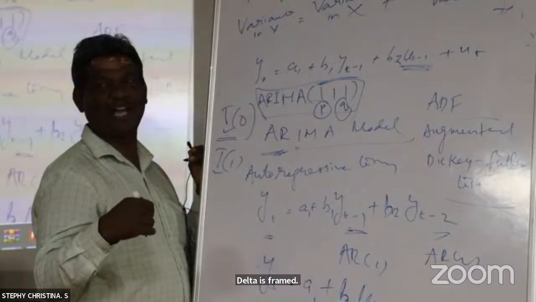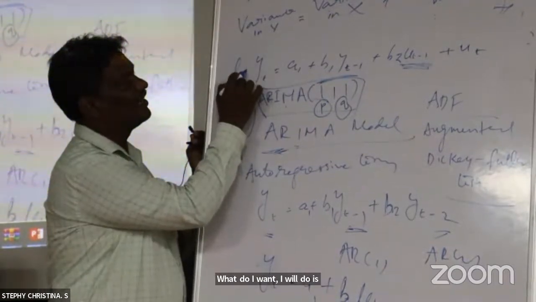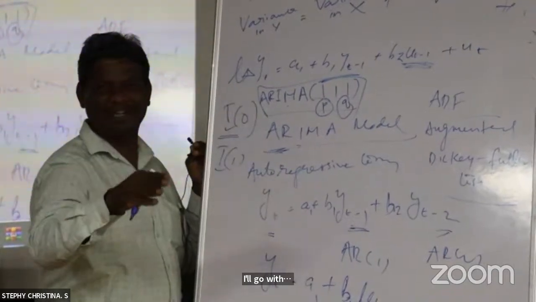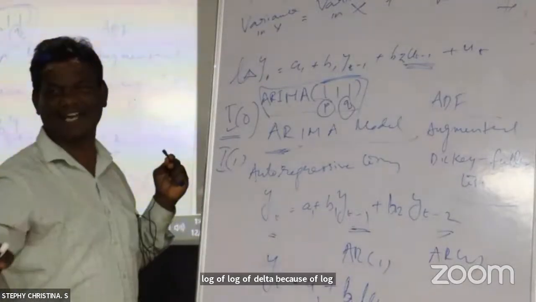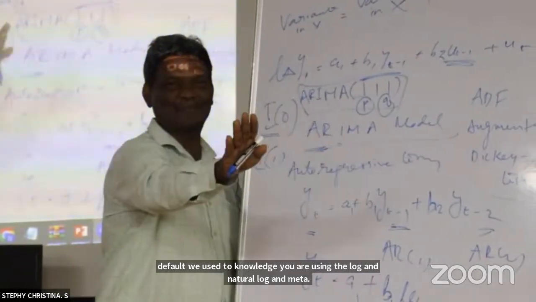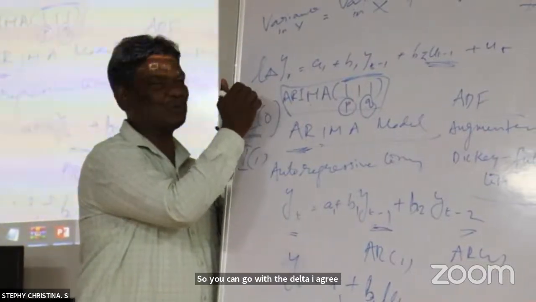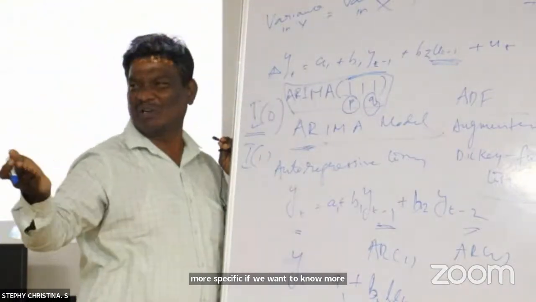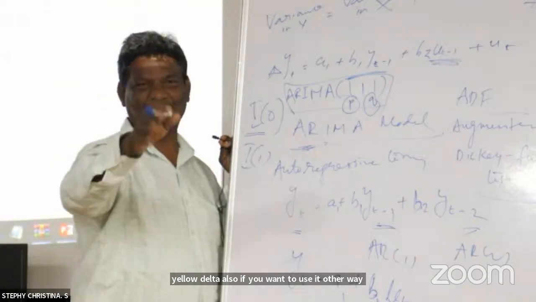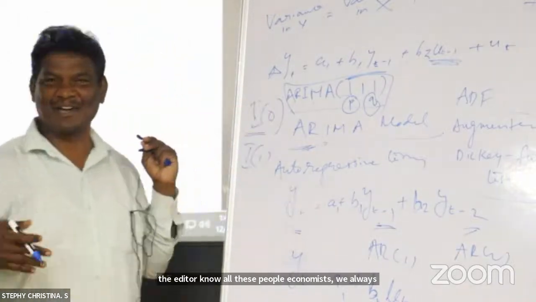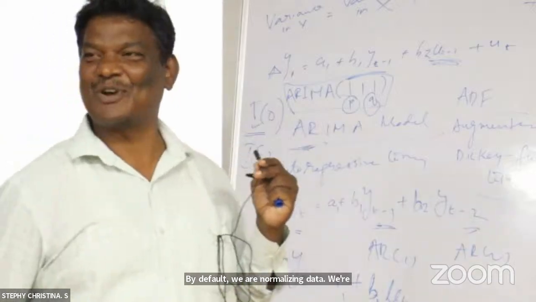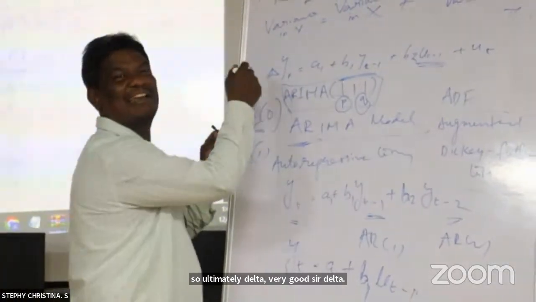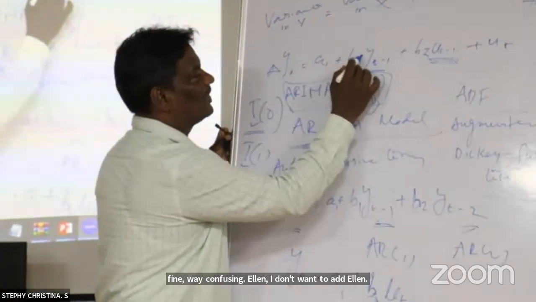If I want, I will go with log of delta, because by default we always use the log and natural logarithm data. So you can go with the delta, I agree. To be more specific, we can use L of delta also. Otherwise, editors and econometrics people will always understand. Delta means by default we are normalizing data by taking the natural logarithm. So ultimately, delta. I don't want to add ln. Natural logarithm, so delta, very good.